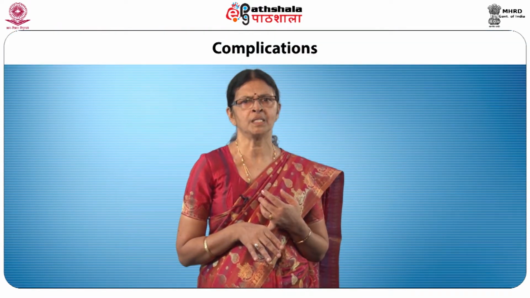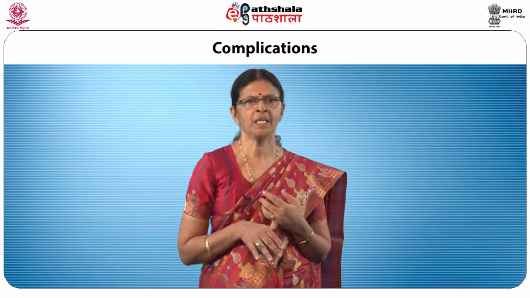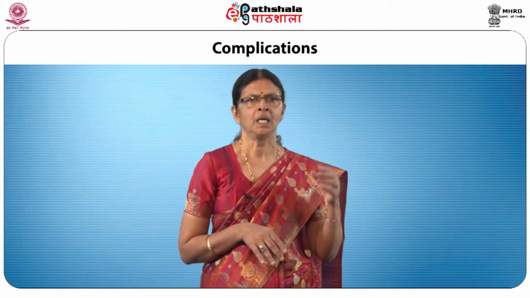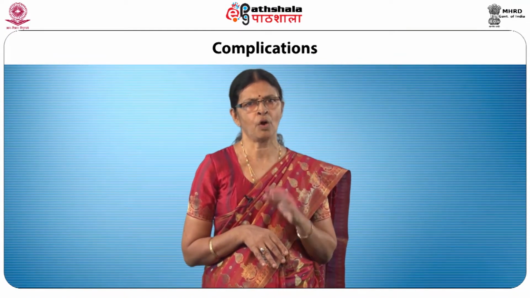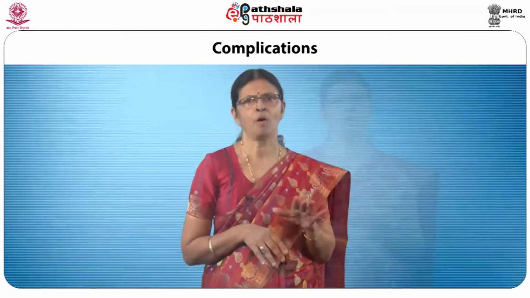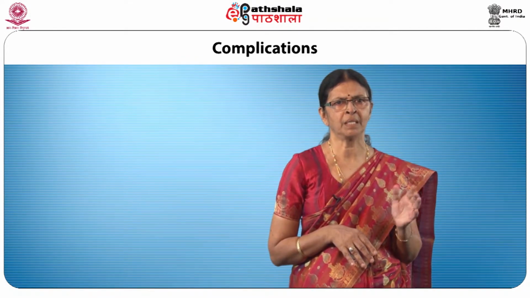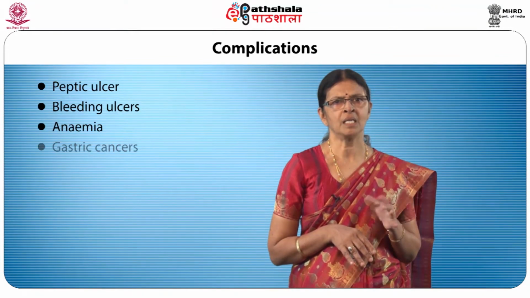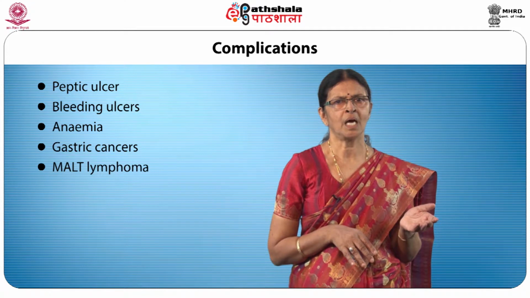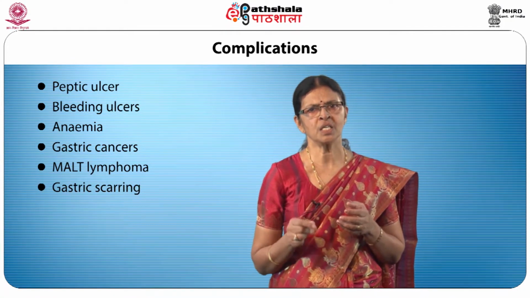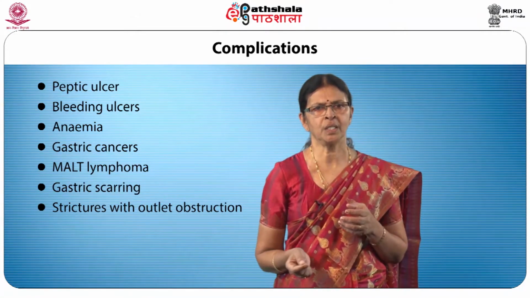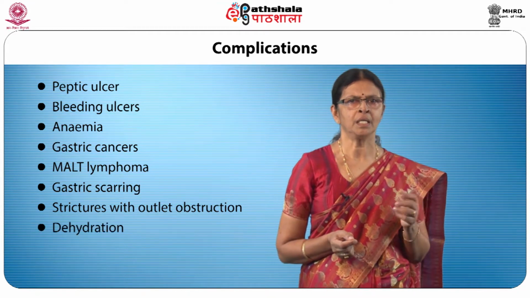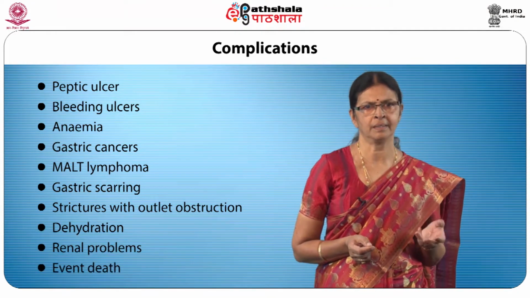What are the complications of gastritis? The complications of gastritis may occur over time, especially if gastritis becomes chronic and is not treated. Complications may include peptic ulcer, bleeding ulcer, anemia, gastric cancers, lymphoma, gastric scarring, strictures with outlet obstruction, dehydration, renal problems and even death.